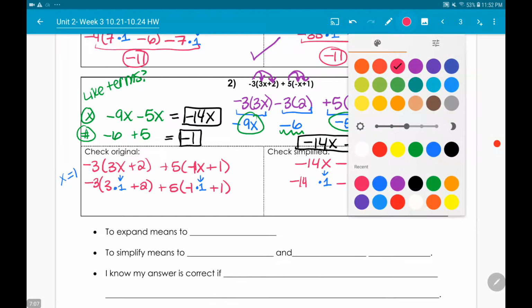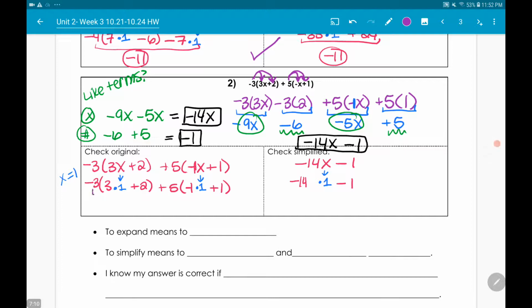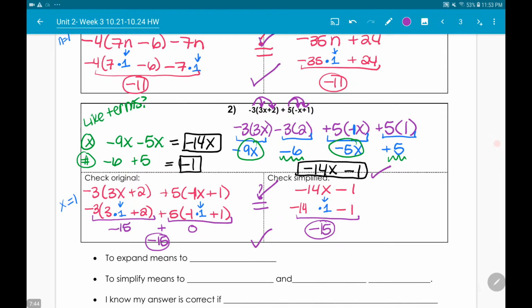All right, and I'm going to type this into my calculator a little differently. I'm going to do each piece at a time, just so I don't make any mistakes. So when I put them together, I get negative 15. And this one, I'm just going to plug all in. Okay. Are they equal? Yes. So that means my answer is correct.